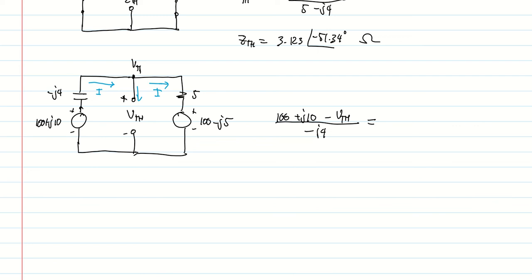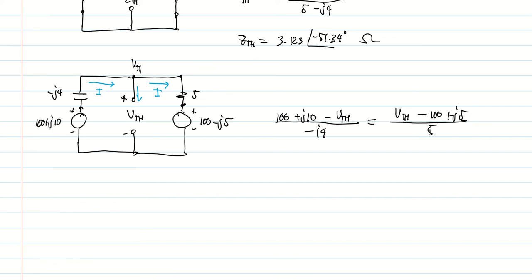So the voltage here is still VTH. So we start with VTH, then minus the voltage here, which is 100 minus j5. So this will become minus 100 plus j5 all over the resistance 5. And the only unknown here now is VTH.